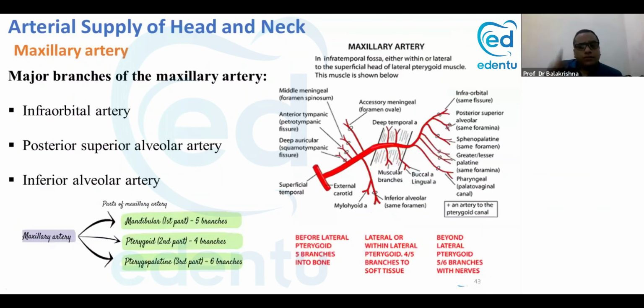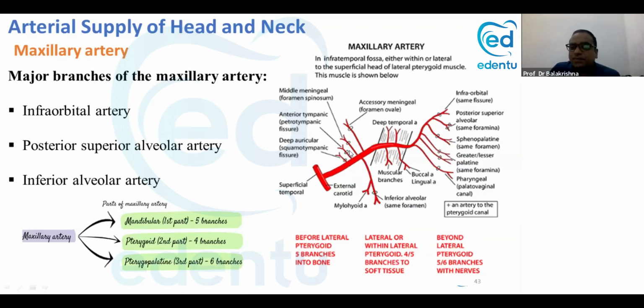Now, facial artery and maxillary artery are important. Maxillary artery, major branches are infraorbital, posterior superior alveolar, inferior alveolar. These are 3 major ones, but they have got so many parts. The maxillary artery has a first part, second part, third part. First part is called mandibular part, 5 branches come from there. Second one is pterygoid part, 4 branches. And third one is pterygopalatine part, 6 branches coming from there. So these are the branches.